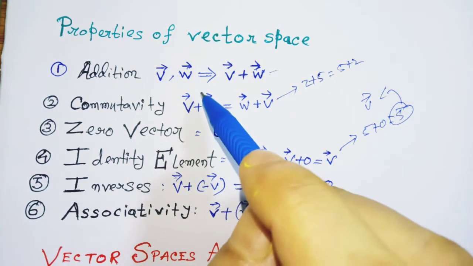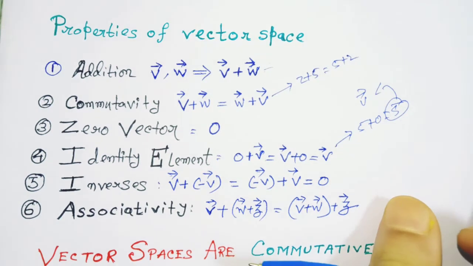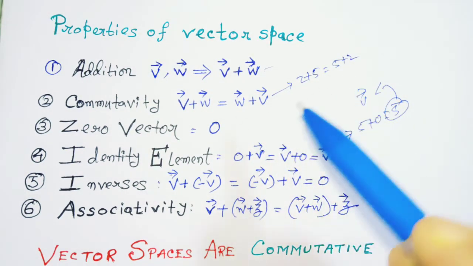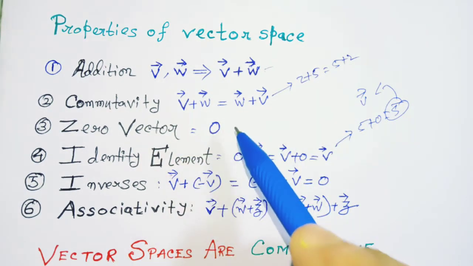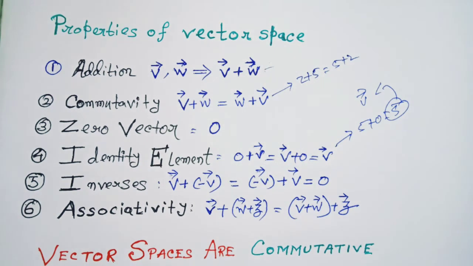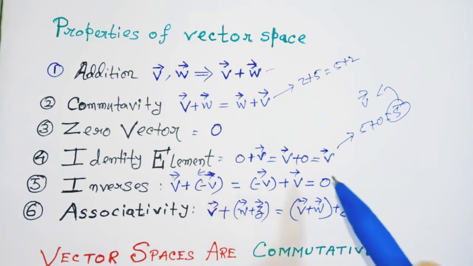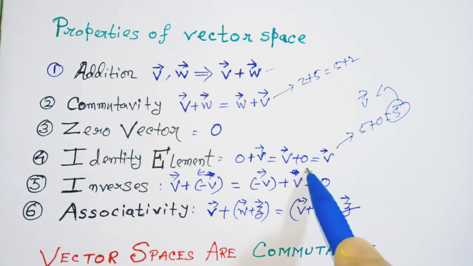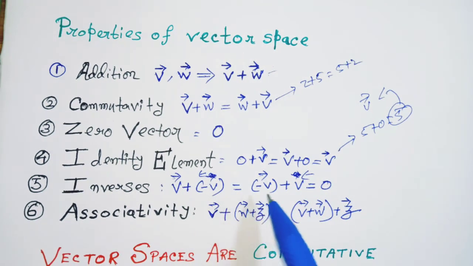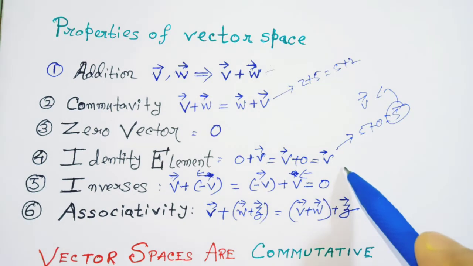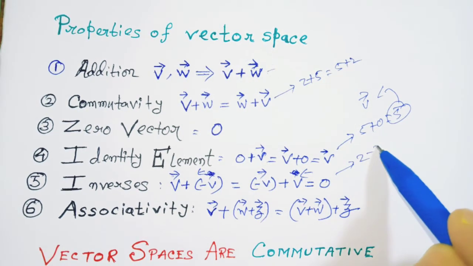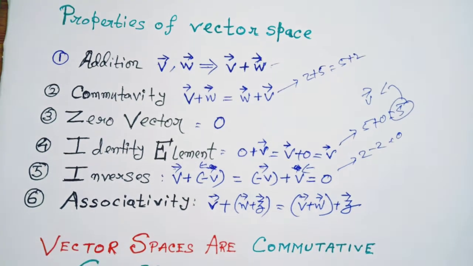Addition is common in normal numbers, and here it is also there. Commutativity is a part of the real numbers, and it is there. The zero vector is there. Identity element: any vector added to 0 gives you back the same vector. Inverses are also there. See, v plus a negative vector, I think the arrow I drew is wrong; it should be pointing in this direction. Anyway, v plus minus v equals minus v plus v, which gives 0. Obviously, with real numbers, 2 minus 2 gives 0.